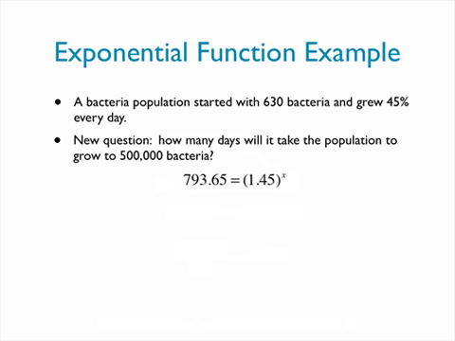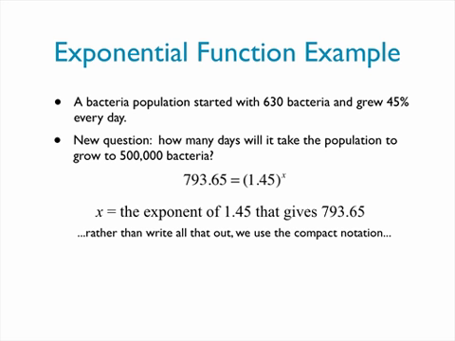So let's just talk about what this is. What is x? X is the exponent of 1.45 that gives 793.65. This is the punchline, okay? This is the punchline today. X is the exponent of 1.45 that would result in 793.65. So it's just that we want a more complex way of writing that out. Okay? So we write it this way. This is what this means. The log base 1.45 of that number is the exponent of 1.45 that gives 793.65.